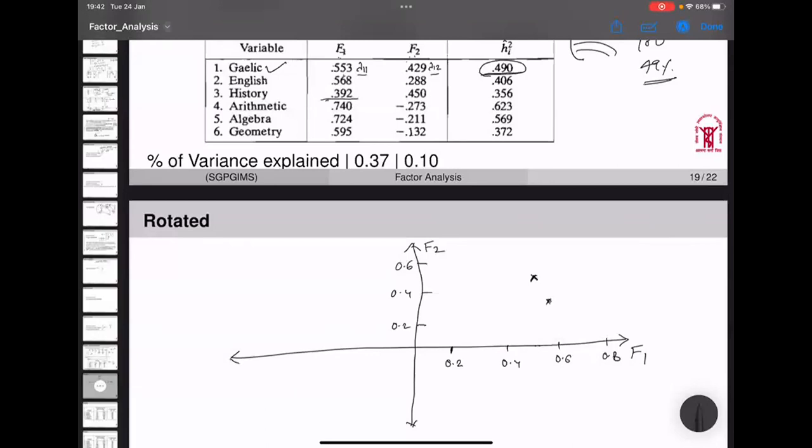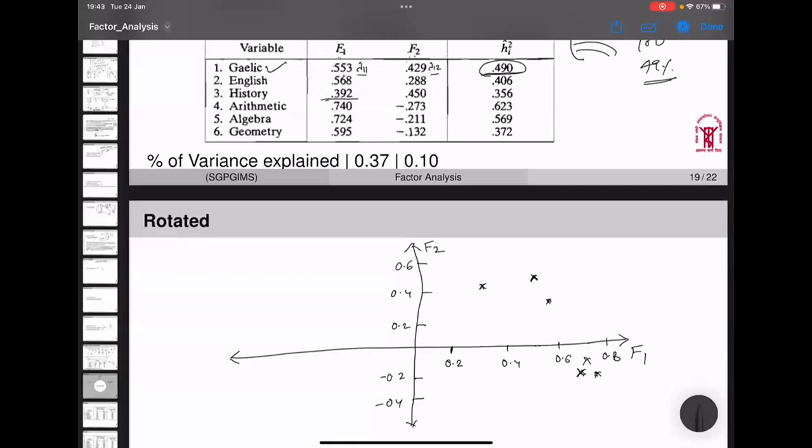Similarly, 0.568 and 0.288, it will come somewhere here. And then 0.392 and 0.450, so 0.392 will be somewhere here, and 0.450 will be here. Okay. And then 0.740 will be somewhere here, and minus 0.273. So if here it is minus 0.2, minus 0.4, the last three will be sitting something like this.